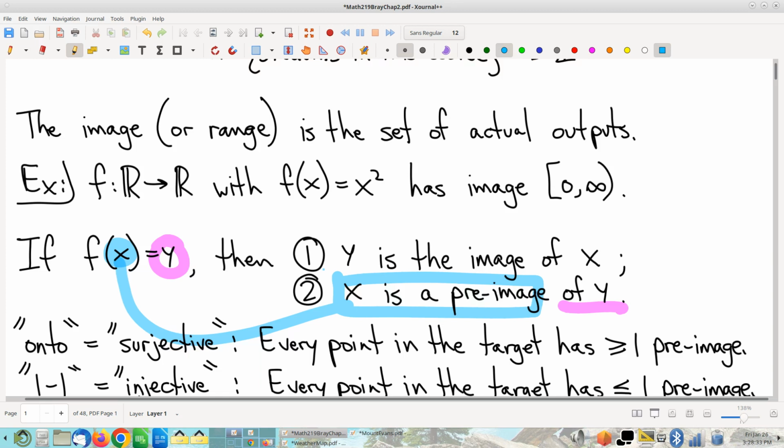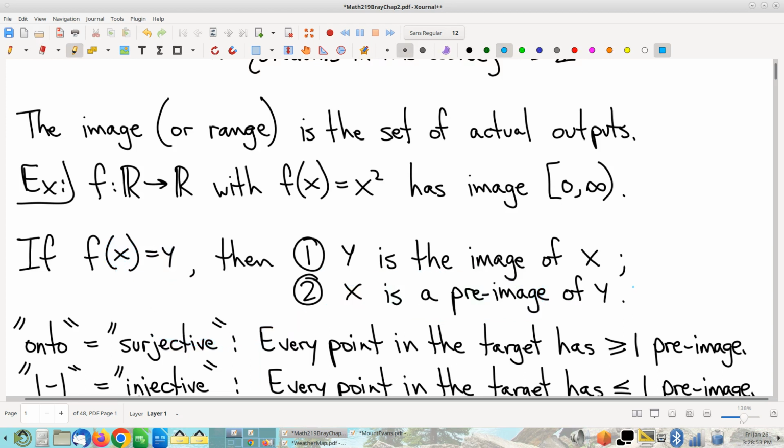Does that make pre-image equivalent to input? Yeah, kind of. It is an input, but it's specifically the input that gives rise to a specified output. Does that make sense? Okay. All right. So who cares about that?